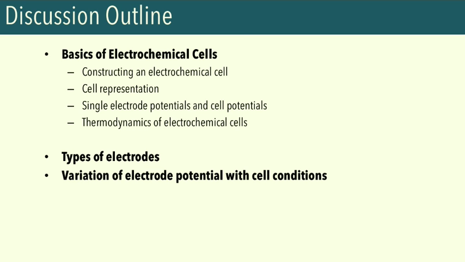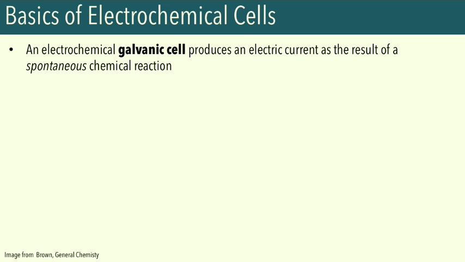So let's just get some basics of electrochemical cells. So an electrochemical galvanic cell is one which produces an electric current as a result of a spontaneous chemical reaction, okay? In particular, these types of reactions are redox reactions. So if the reaction is non-spontaneous, on the other hand, we typically call it an electrolytic cell instead.